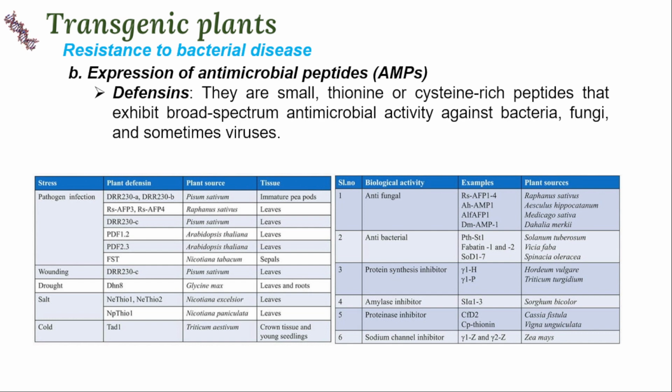These are the defensin proteins produced by a variety of plants: in the Leguminosae family, the cabbage family, the Solanaceae family, and even the grass family, Poaceae, which also produces these defensin chemicals against different types of pathogenic infection. You can see these defensins have different activity, such as antifungal activity, produced in different plant resources.